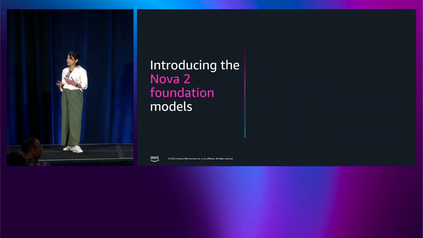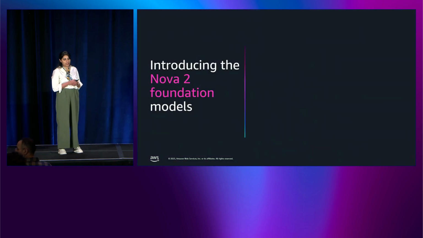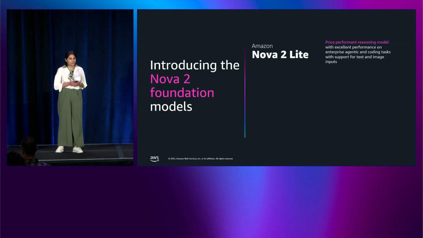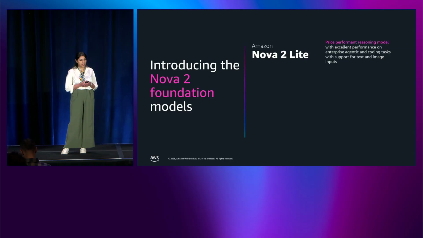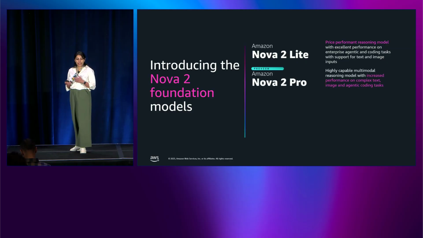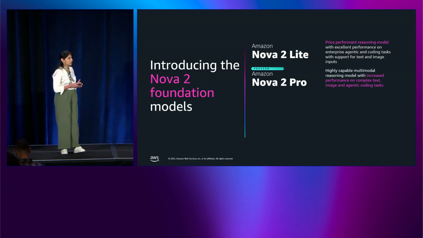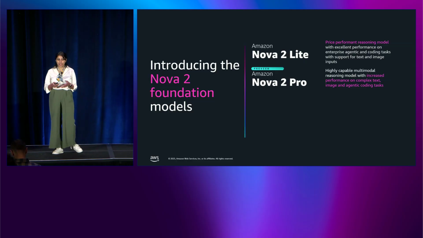Before I dive deeper into customization, I wanted to take a quick moment to introduce you to the new Nova 2 family of models that we launched yesterday, starting with Nova 2 Lite. Nova 2 Lite is our most price-performant hybrid reasoning model with excellent performance on agentic and tool calling use cases. And Nova 2 Lite is generally available. Nova 2 Pro is our highly capable multimodal model with increased performance on complex tasks such as coding and agentic use cases, which is also a hybrid reasoning model.